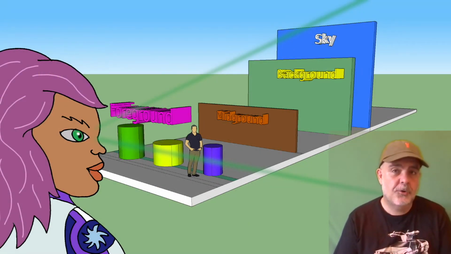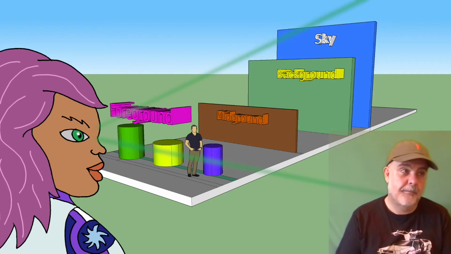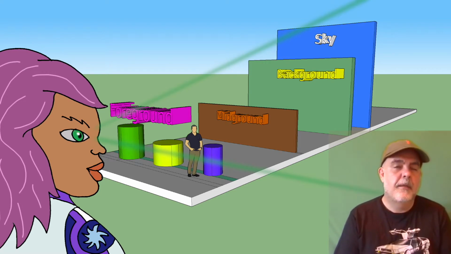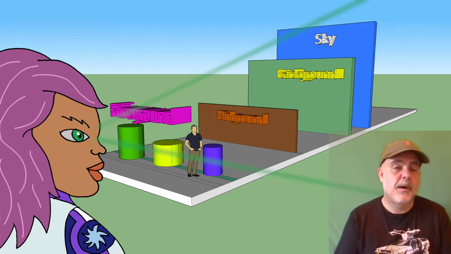Whenever I create an external shot, I always think in terms of 4 layers of depth: the foreground, the midground, the background, and the sky. This establishes a nice 3-dimensional depth to the image. Remember to create a new layer for each of these layers of depth.